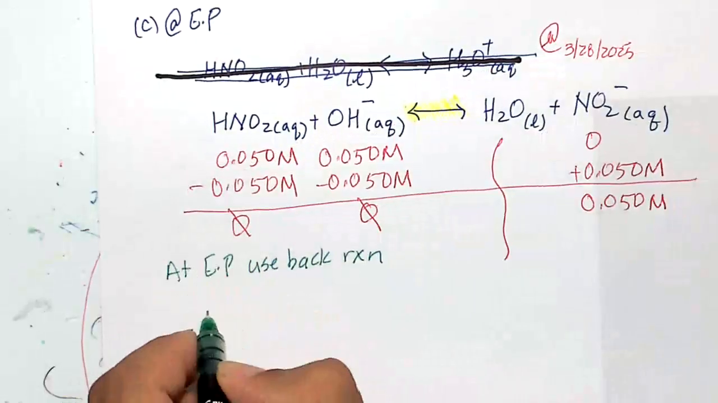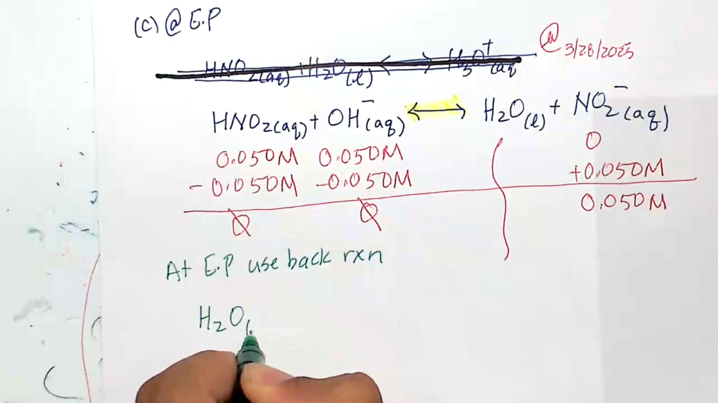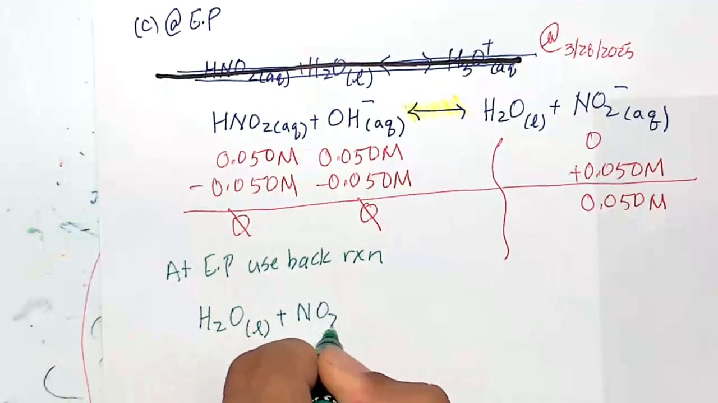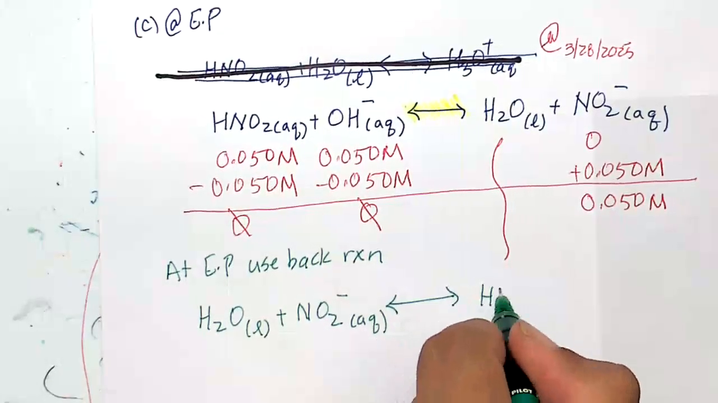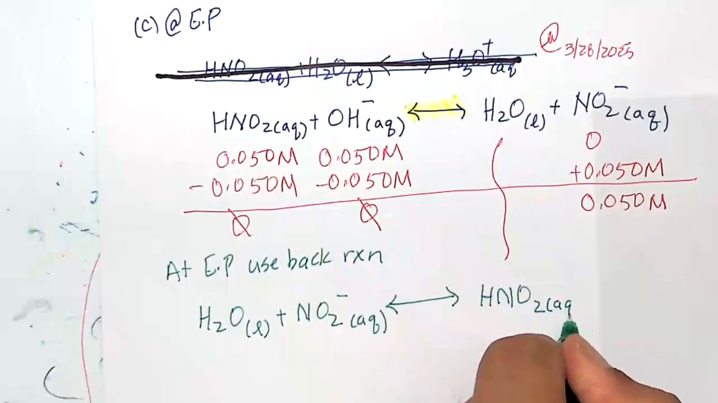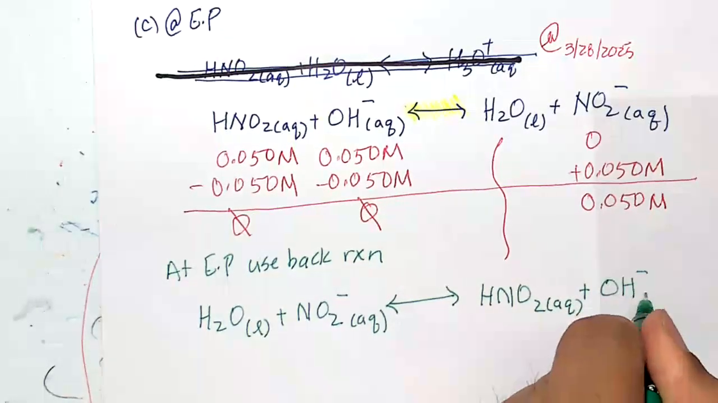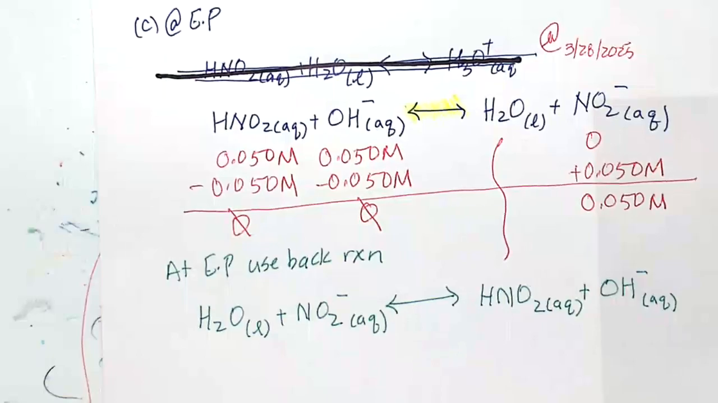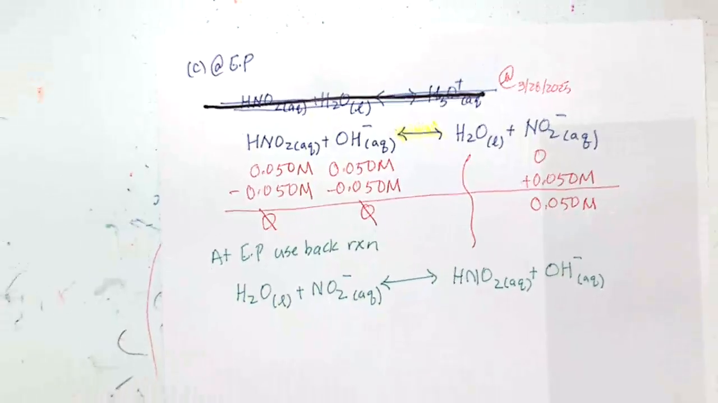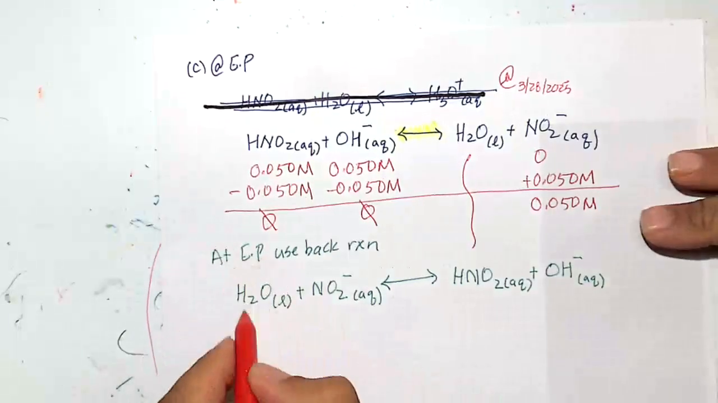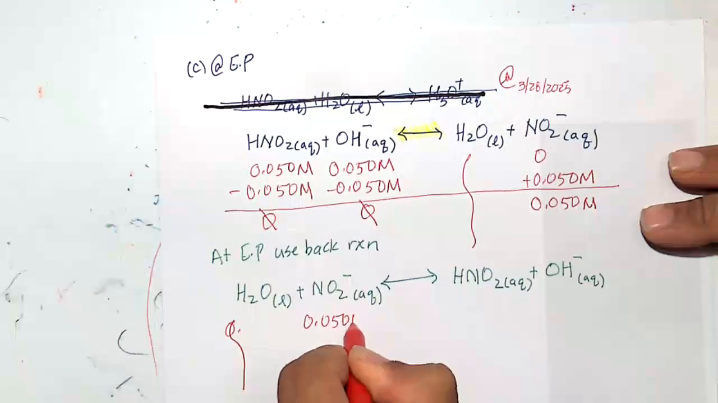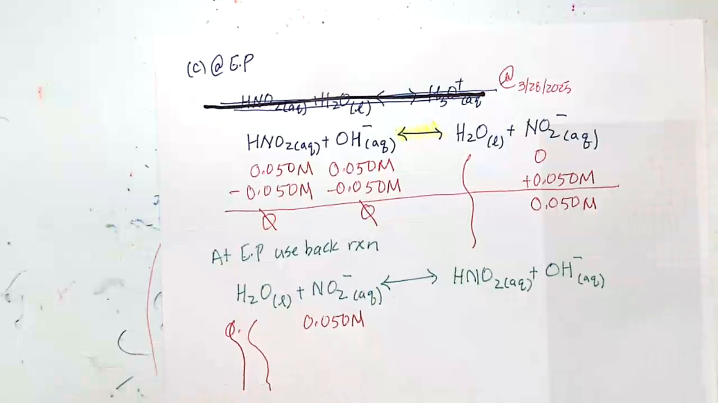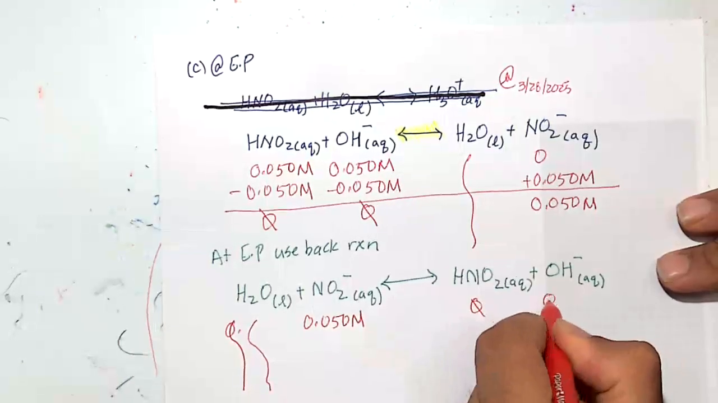Okay, so let's use the back reaction, which is H2O liquid plus NO2 minus aqueous gives you HNO2 aqueous plus OH minus aqueous. All right, and this is at 0.050 molar. Okay, don't worry about water, it's a liquid. Okay, and this is 0 and this is 0.